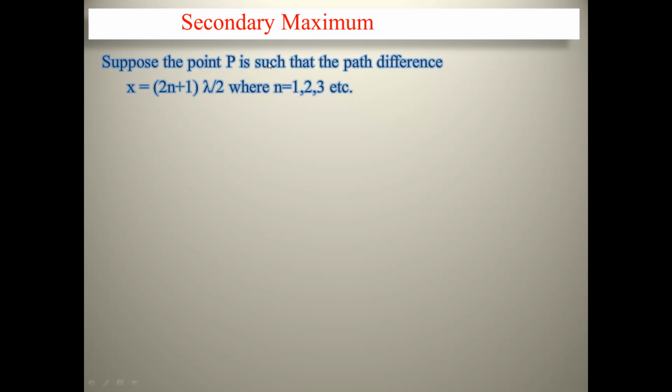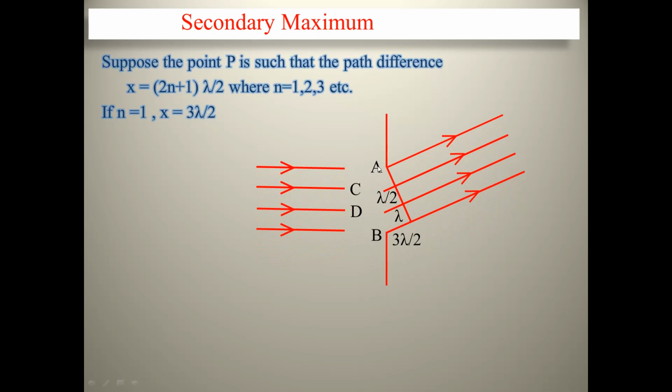Now let us see the condition of maximum. Let the path difference x be (2n plus 1) lambda by 2, where n equals 1, 2, 3, etc. If n equals 1, x is equal to 3 lambda by 2. Then the slit can be imagined to be divided into 3 equal parts: AC, CD and DB, 3 equal parts.